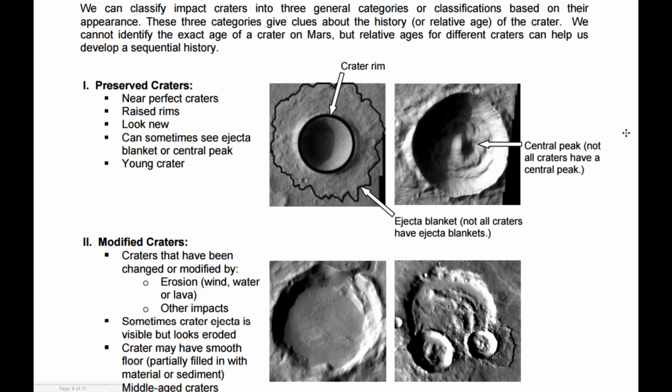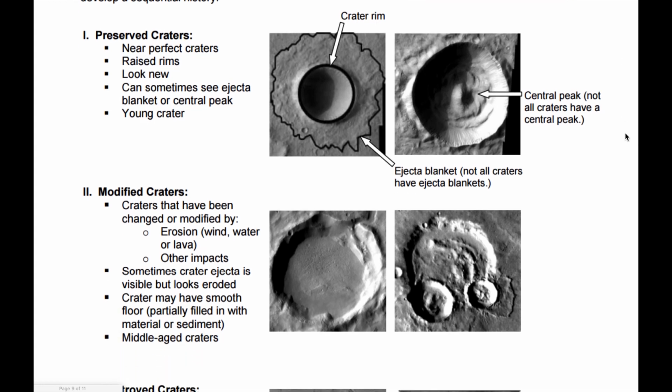The first thing we need to do is define some different types of craters. They can tell us a story about the age of those craters. The first type of crater is a preserved crater, which means the rim of the crater is very, very clear and sharp. Sometimes you'll be able to see something called an ejecta blanket, which was just a result of some powder or earth or dirt or debris that was thrown off during the original impact. Some craters even have a central peak, not all. That often indicates the crater was pretty fresh, pretty new.